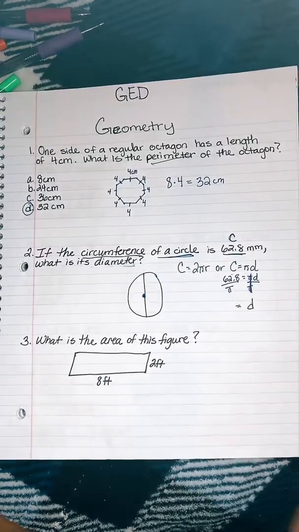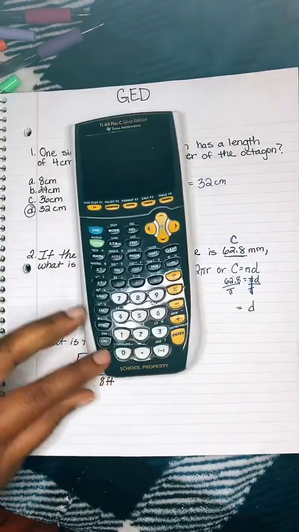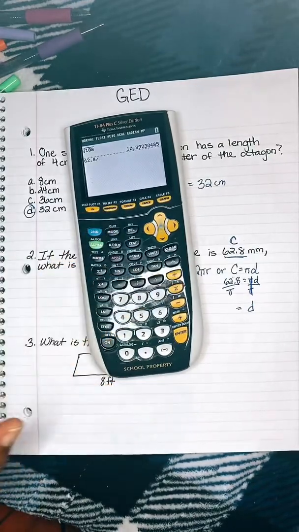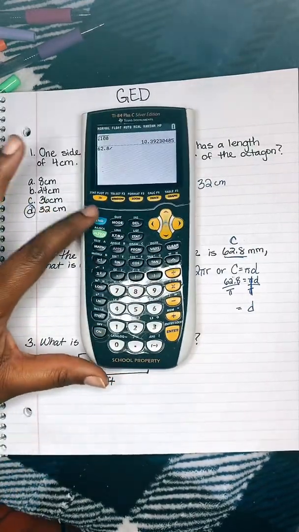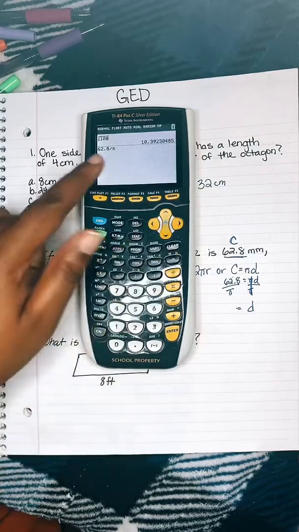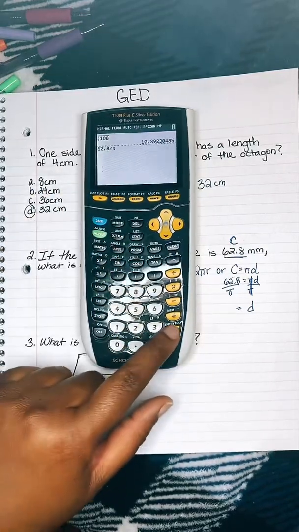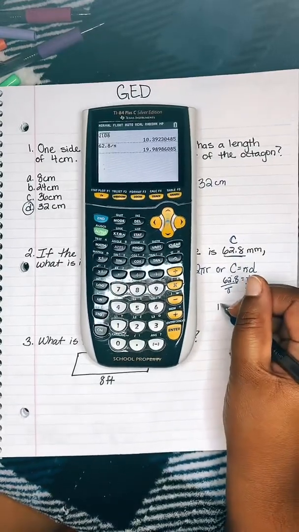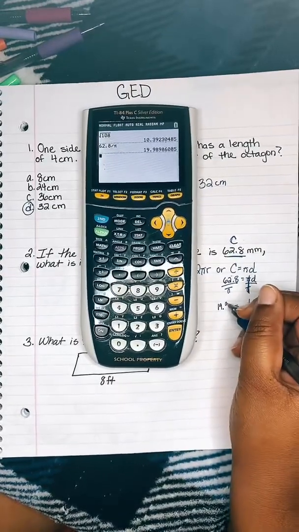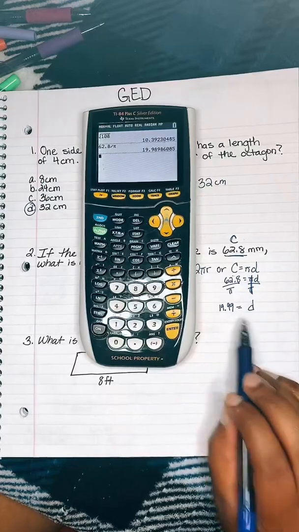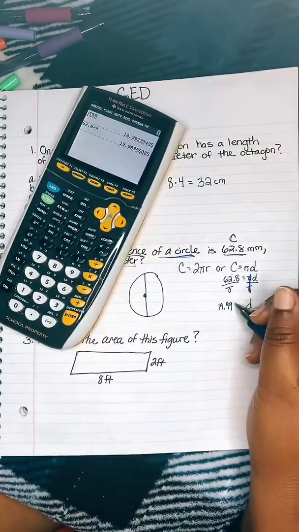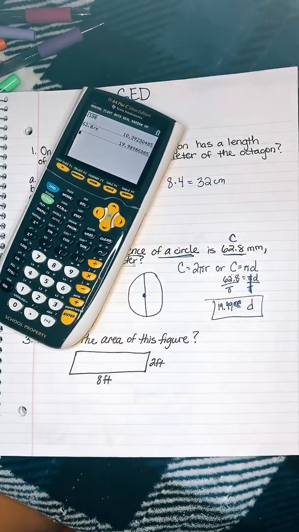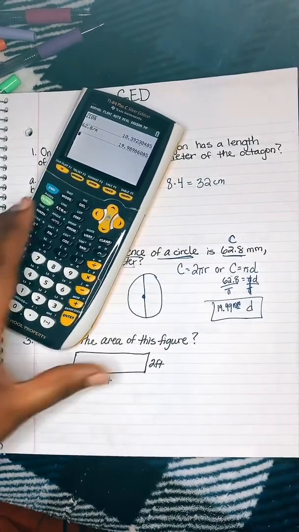And then we're going to have, so let's put this in our calculator. We're going to do 62.8 divided by, and we're going to hit second pi, so I could just put the whole pi in there. And then that will give us 19.99. Okay, I'm rounding to the hundredths. So it's going to be 19.99 millimeters. And that is our answer.